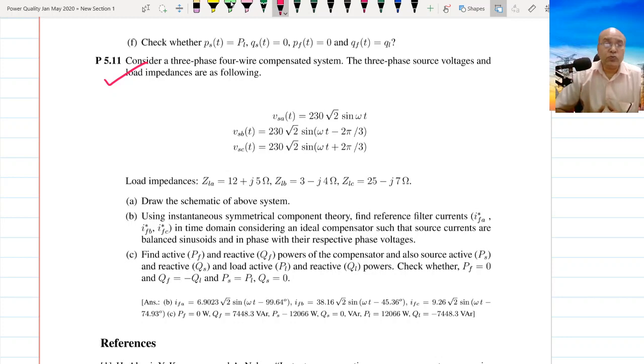And UPQC, which is called Unified Power Quality Conditioner, is a combination of these two devices. It has the feature of the load compensation and the feature of the voltage compensation, the current compensation and the voltage compensation. So I will stop here and we'll meet for the next video lecture.